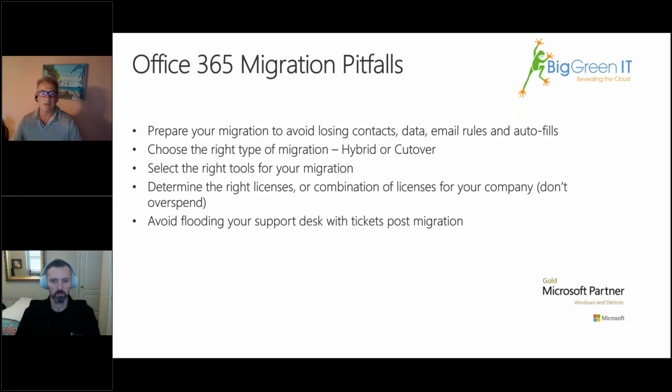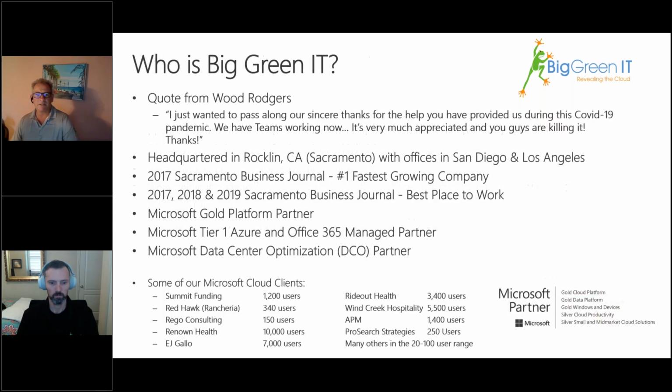Next slide here, kind of our brag list of who we are as Big Green IT. We've got our listed collection of Microsoft Gold competencies, platform partner, Office 365 partner. A good quote from one of our top customers. We're doing a lot of Office 365 work with them, and we're doing a lot of Azure work as well. And you can see on the bottom some of our customer sizes. So we range from some rather large customers to medium sized and some small sized customers.